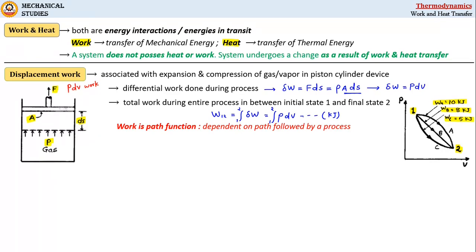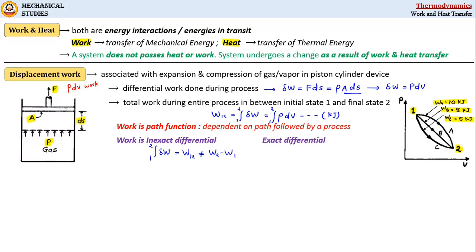Now work is an inexact differential, and that is indicated by del W, not dW. That means if we take the integral of del W between the limits 1 and 2, this will be represented as W12, and this is not equal to W2 minus W1. This is the meaning of inexact differential.